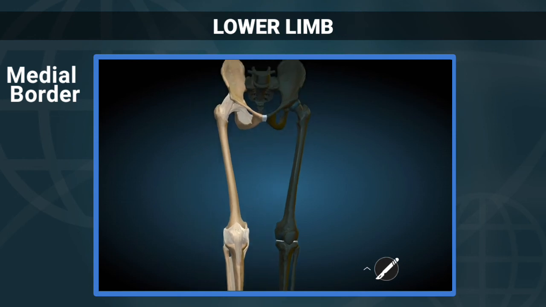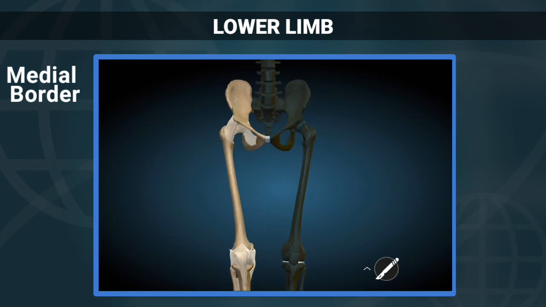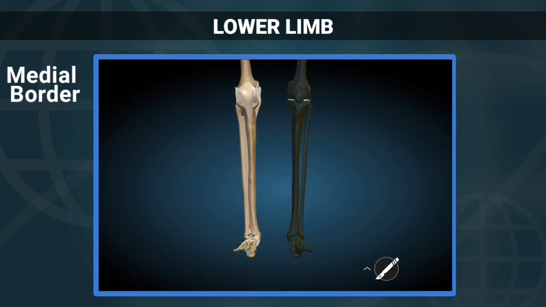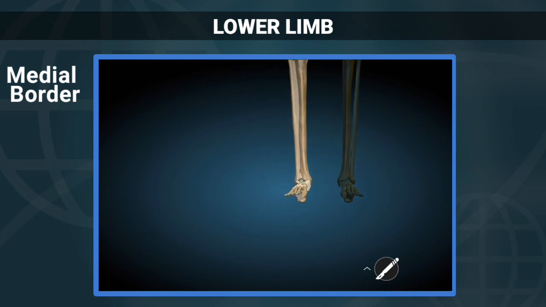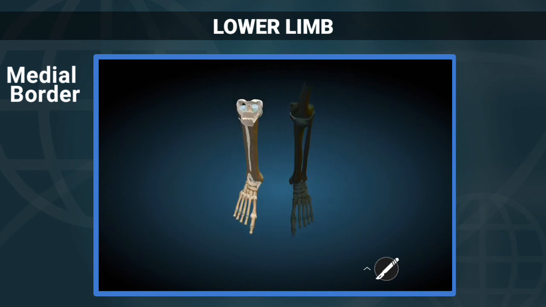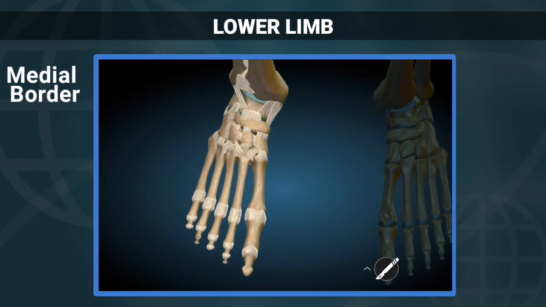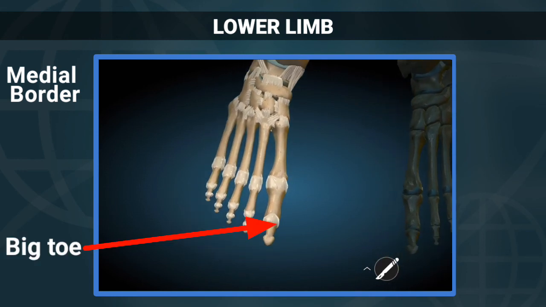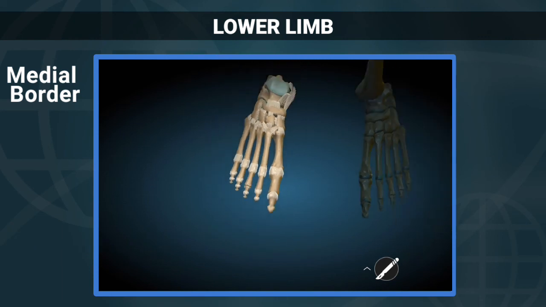The medial border of the lower limb. The median plane divides the body into the left and the right parts. The medial border of the lower limb is close to the median plane of the human body. The medial border of the lower limb lies close to the big toe of the lower limb. This one is the big toe of the lower limb.